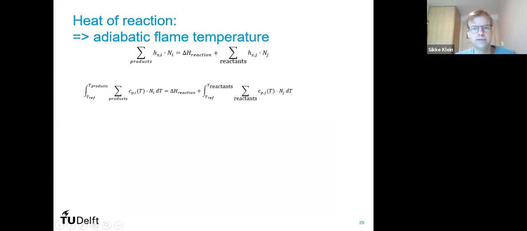And then we can work with the adiabatic flame temperature. You see this heat of reaction gives the temperature increase, and we can make that calculation here.